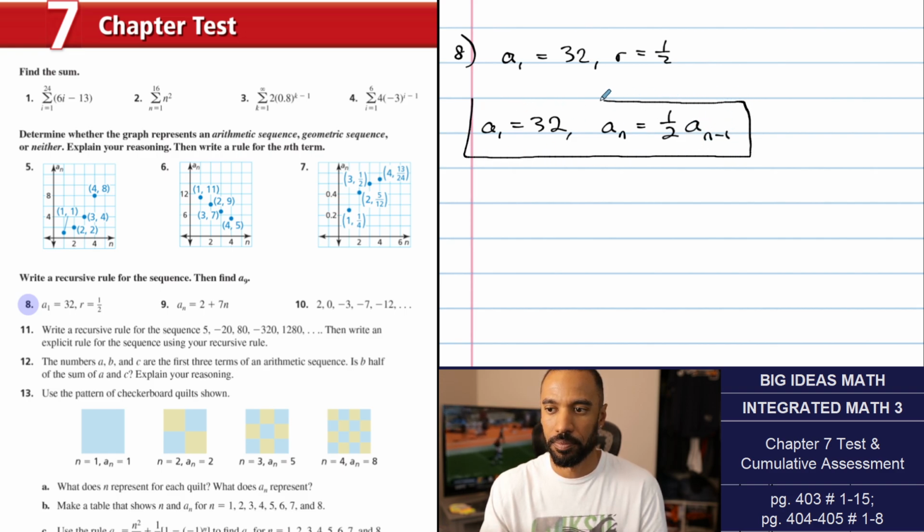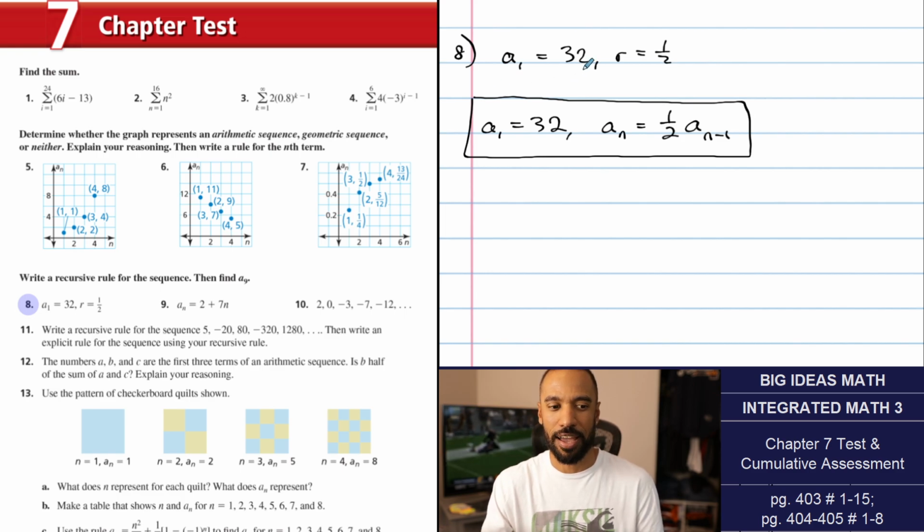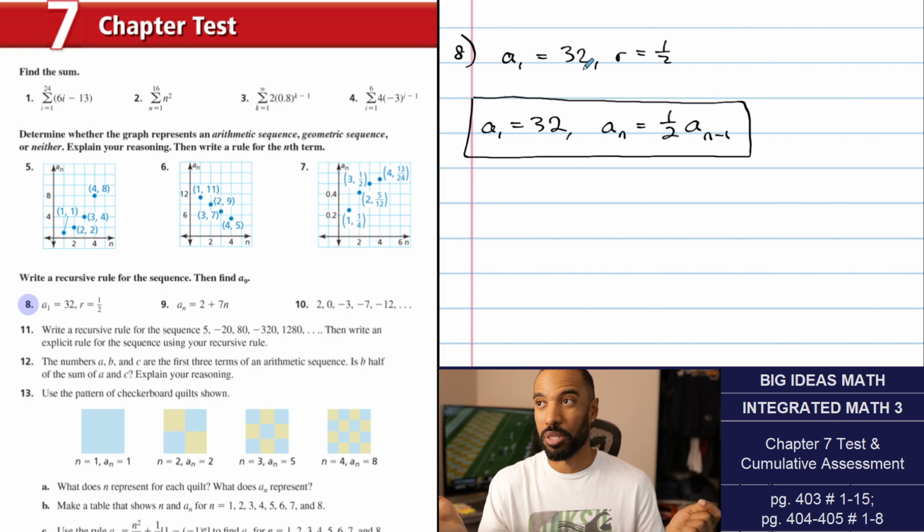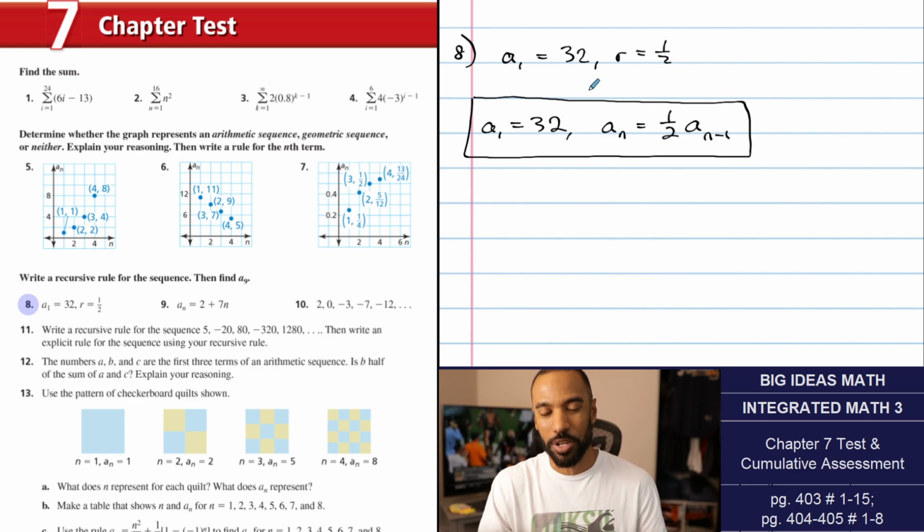So there's the rule. The other interesting part is they say find a sub 9, which normally that would mean substitute 9 in your equation. But they ask for recursive rule, not explicit rule. Explicit rule is the one where it's easiest to substitute 9 into here. Recursive rule, unless I do the explicit rule, which isn't too bad to do, I should just be doing 1/2 each time until I find a sub 9.